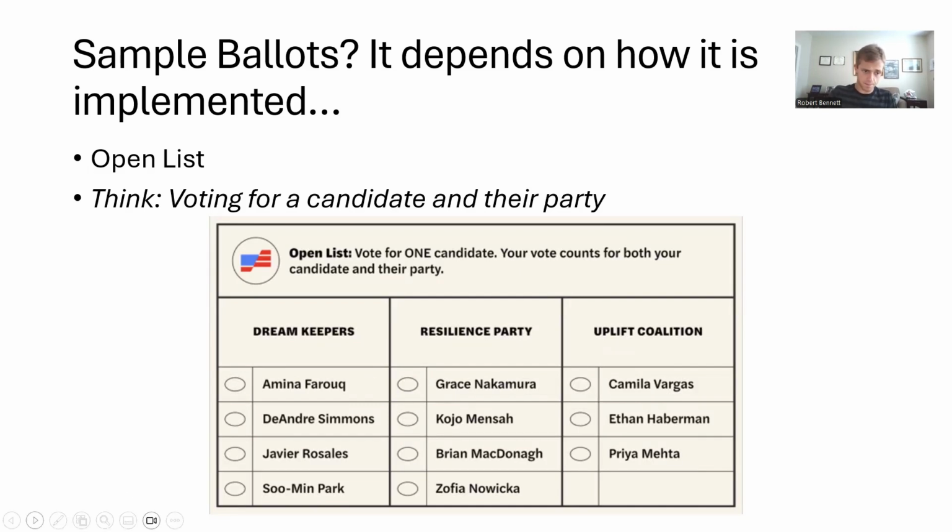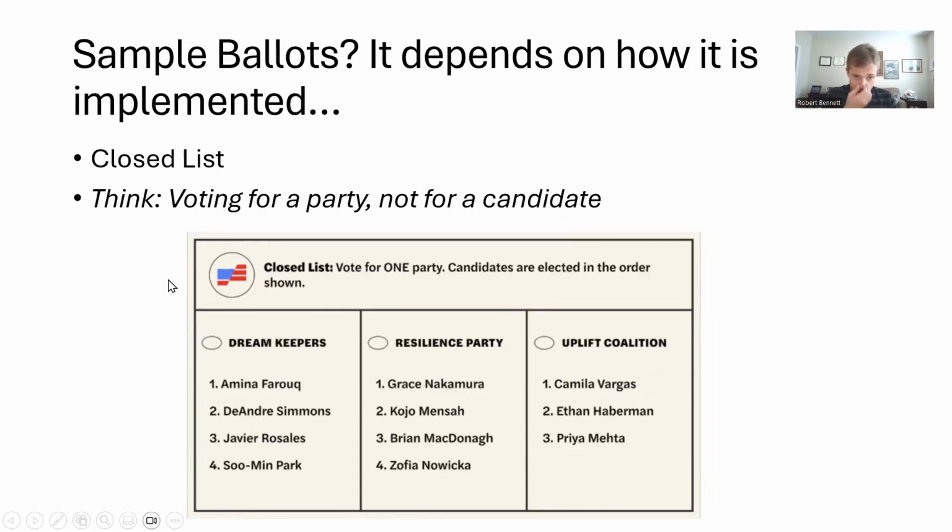Another way is basically to just vote for the party, not for the candidate. So under this scenario, you would basically have the ability to vote for just one party, and that party, either through their primary or otherwise, has picked which of their top candidates you would be voting for.